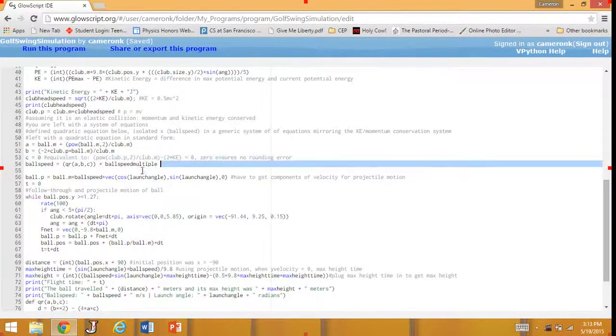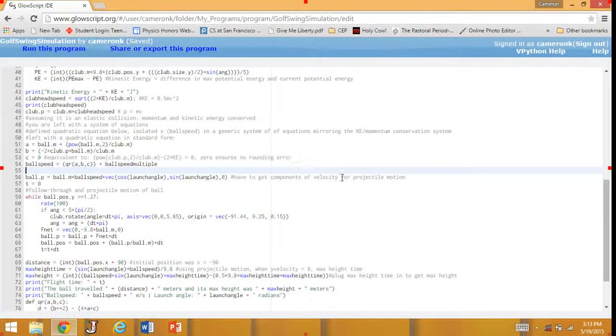I plugged that in and I set that equal to the ball speed, which gives you the ball speed, and then I multiplied it by the ball speed multiple that I defined earlier. So this provides a more realistic ball speed, which will lead to a more realistic flight of the ball in the air, so more realistic projectile motion.